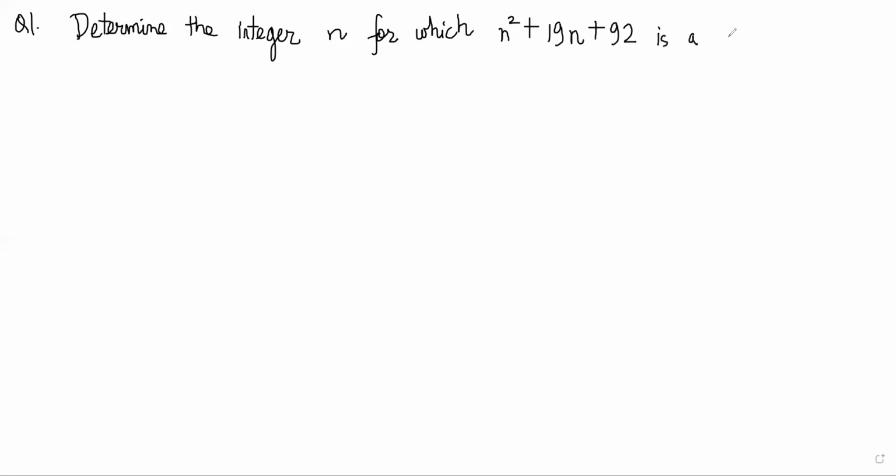Determine the integer n for which n square plus 19n plus 92 is a square. Basically, when is it a perfect square?